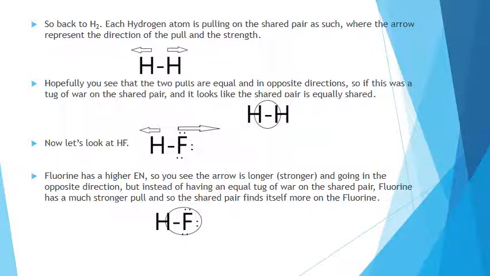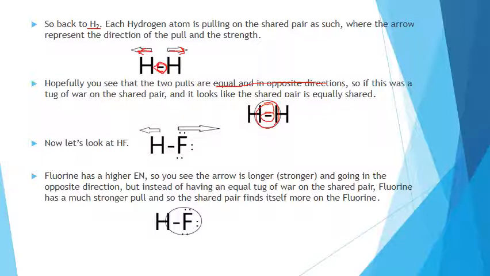Okay, so let's go back to H2, each hydrogen. Because of the concept of electronegativity, both of these atoms are pulling on this shared pair of electrons, okay? And they're actually pulling at the same strength and in equal but opposite directions. So what that means is basically this shared pair is kind of stuck in the middle because neither one of these guys can pull it away. So it almost looks like it hasn't moved at all, and therefore that shared pair is equally distributed between the two atoms.